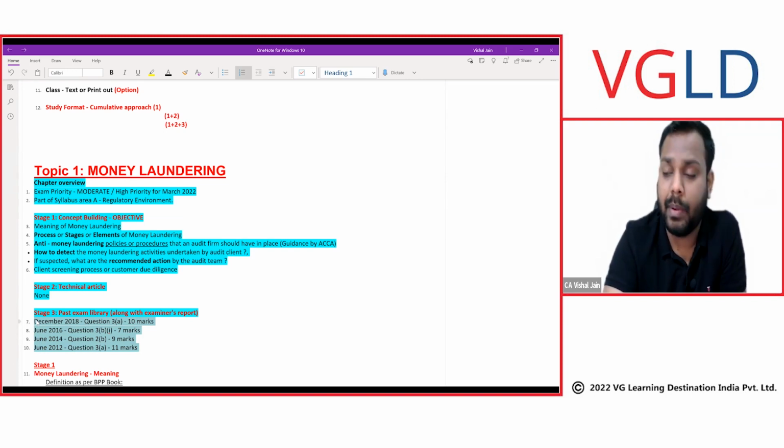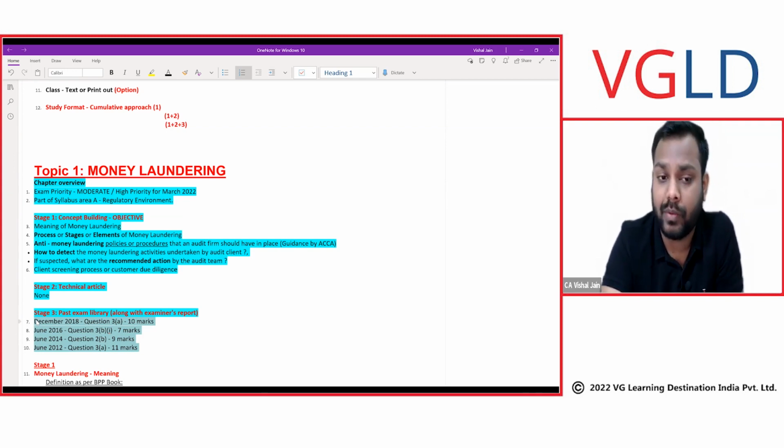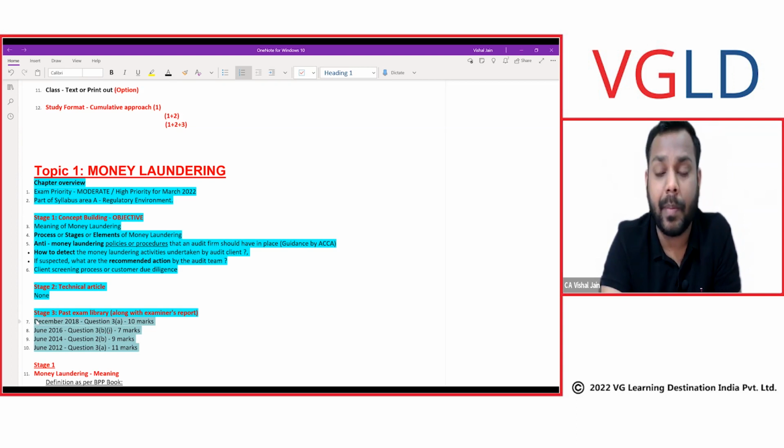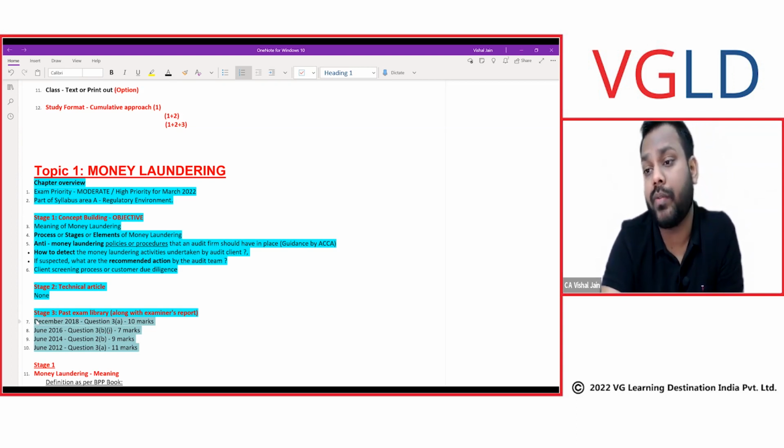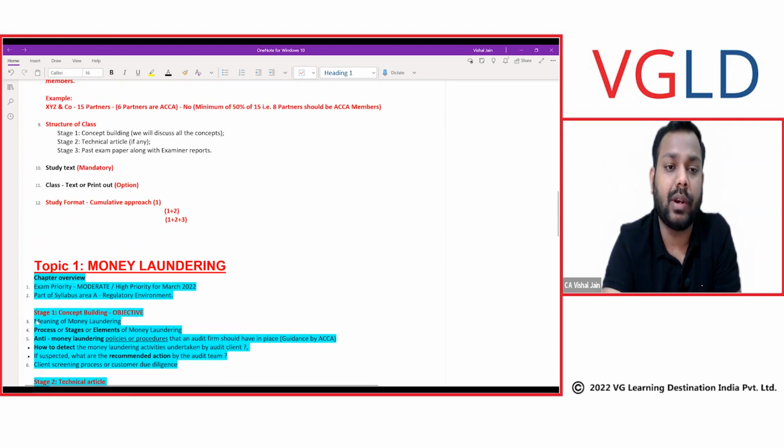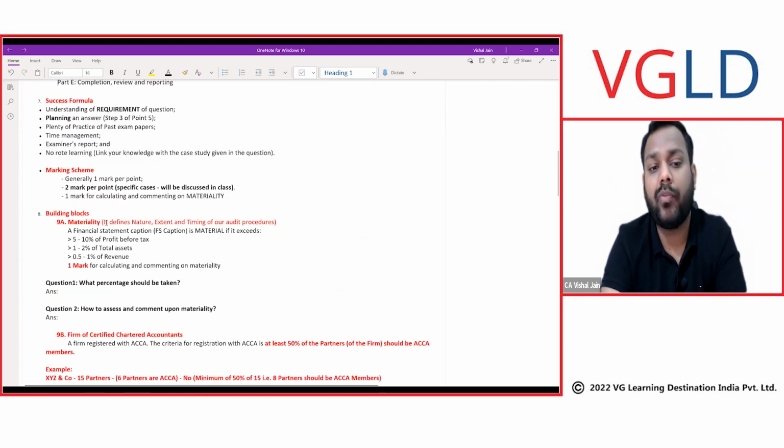See, ideally BBP revision kit is sufficient. But there are additional questions in past paper exams, which are not covered in BBP revision kit, but are very, very important to be covered from an exam perspective. Okay. So you have to cover those also. That's the reason why I have written here. You have to cover plenty of past exam papers.